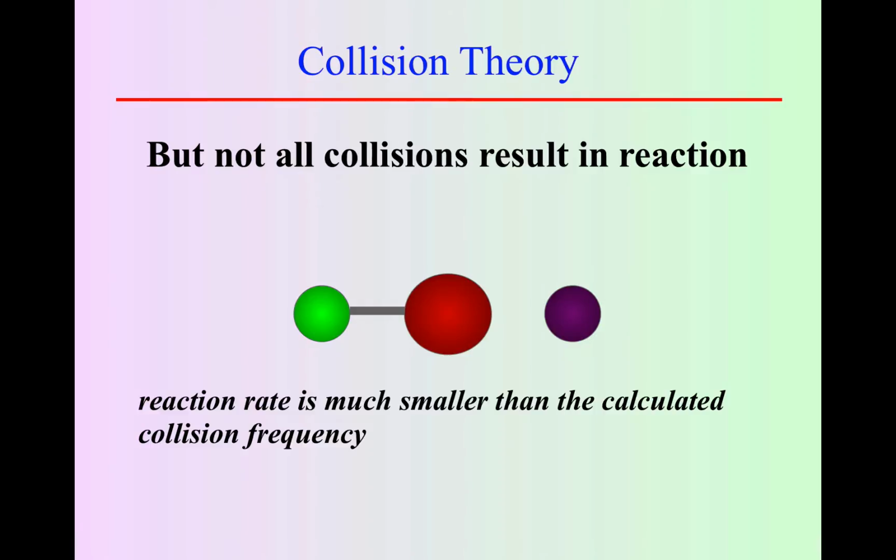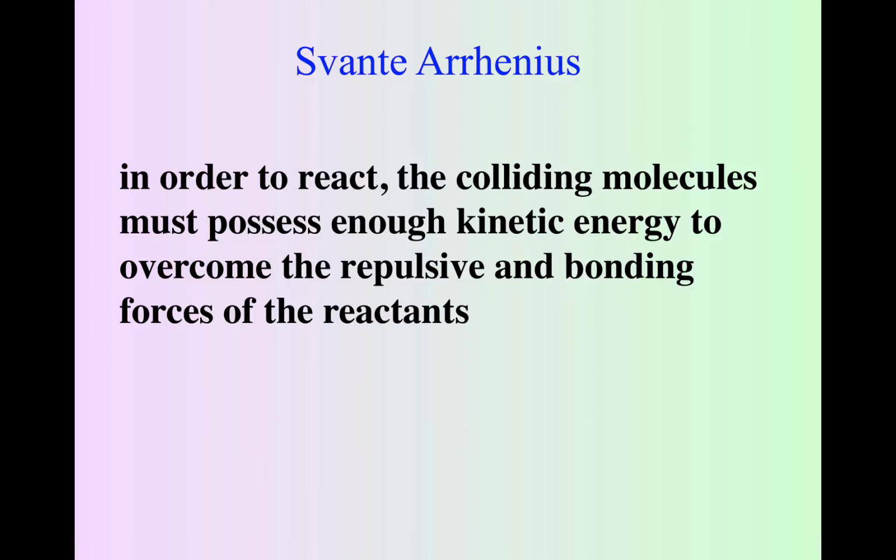All right, so if you went statistically just on opportunity for collision between the blue ball and the red ball in terms of a reaction occurring, when I actually look at how fast the reaction is going, it's going a lot slower than the opportunity for collisions. So there's something else that goes into rate of reaction. The answer to this was proposed by Arrhenius. In order to react, colliding molecules must possess enough kinetic energy to overcome repulsive bonding forces of the reactants.